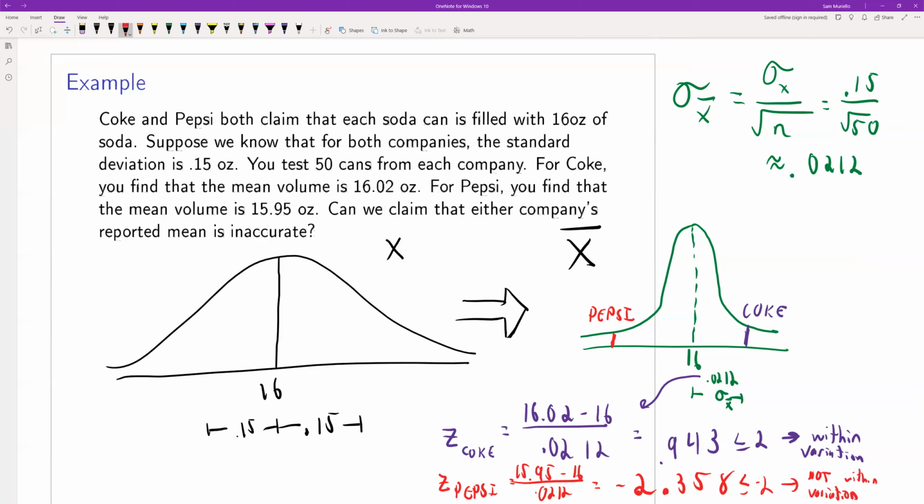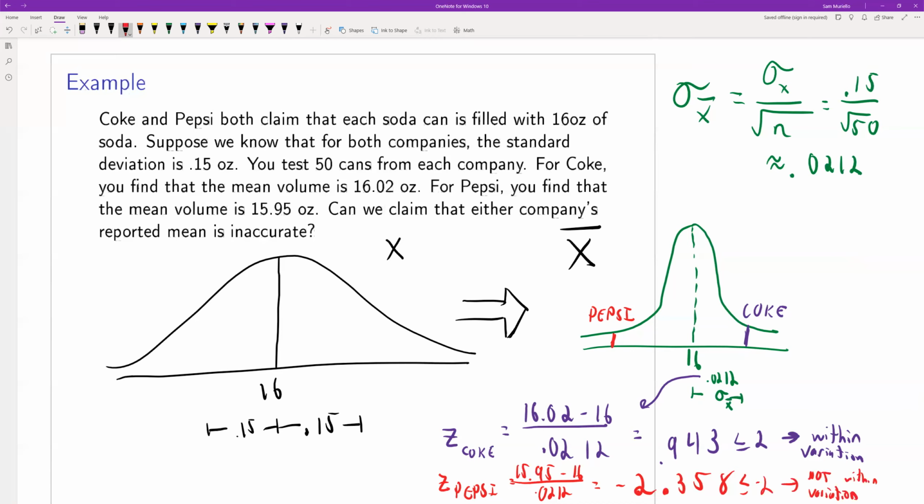Maybe that standard deviation, the 0.15 ounces, was wrong. We don't actually really even know where that standard deviation came from. So maybe that standard deviation wasn't quite correct. We'd have to do a little bit more research to figure something out there. And that type of research is not something we'll cover in this class. Or maybe we did just get a very unlucky sample. Maybe we happened to take a bunch of cans that were just underfilled relative to the rest.